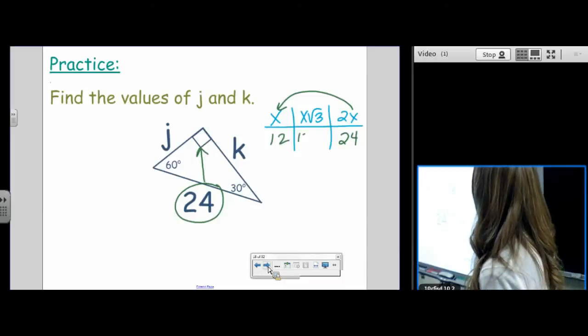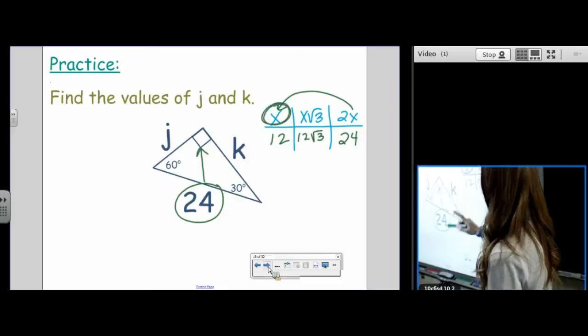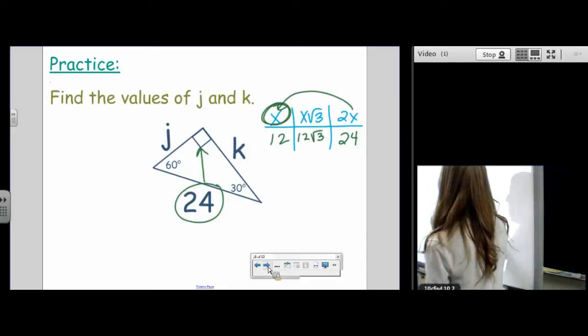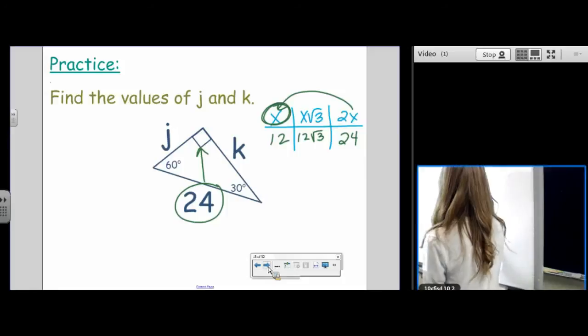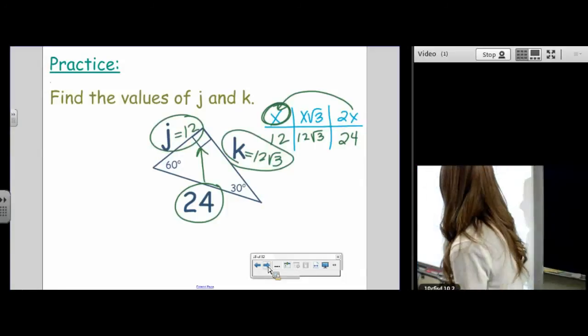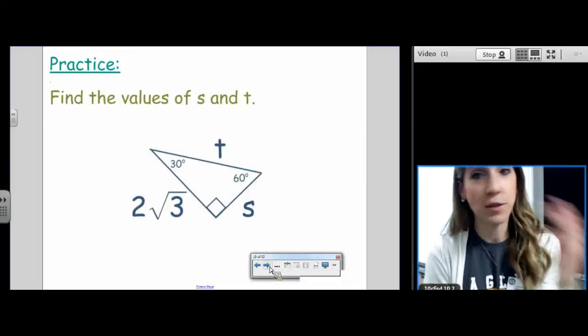And then just follow the chart, x root 3. So whatever x is, you just multiply by root 3. Put them back on your picture. The shortest one is J, so it's 12, and the medium one is K, so it's 12 root 3. 12 root 3, 24. Okay, let's see if we can get some tougher ones. Well, not yet. I won't do the chart on this one.